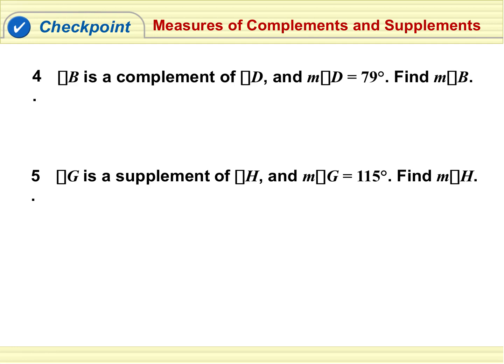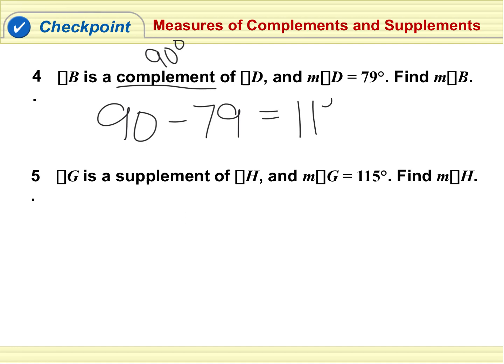Moving on to this one, I skipped the one with a bunch of words on it. It says angle B is a complement of angle D, and the measure of angle D is 79 degrees. We want to find the other. What's a key word in that sentence? Complement. What does complement mean? 90. So if we know complement means 90, and one of the angles is 79, how do we find the other angle? 90 minus 79, which is 11.